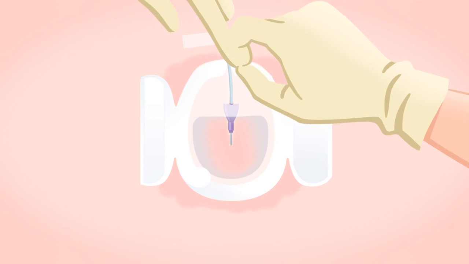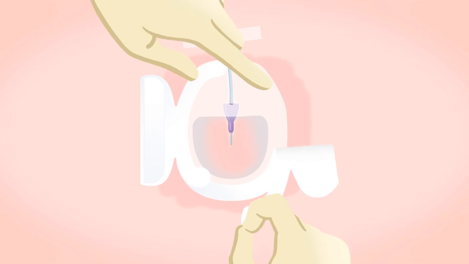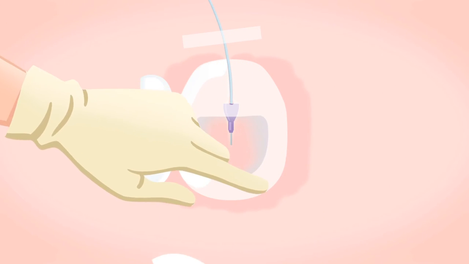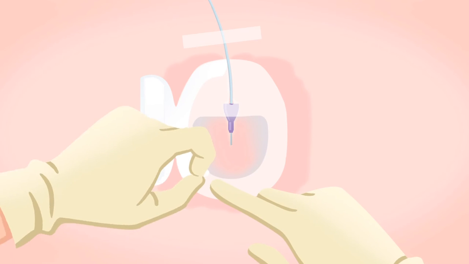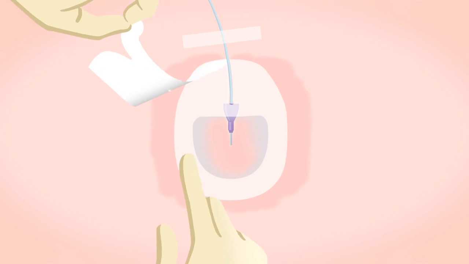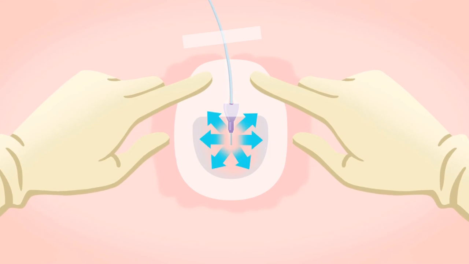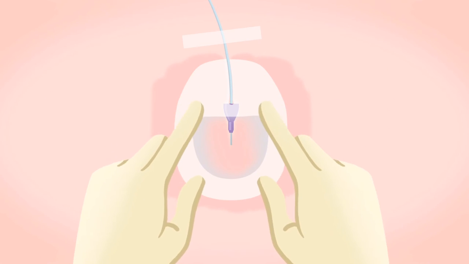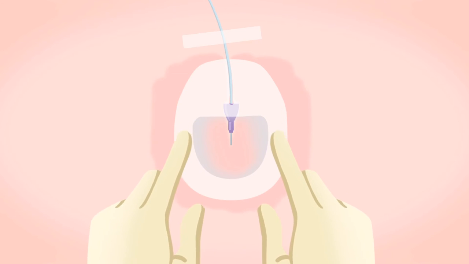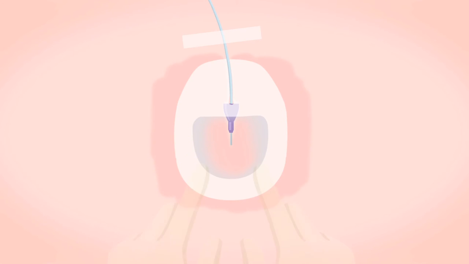Now slowly remove my paper frame while smoothing down my edges with your fingertips. This will help me to stay in place and prevent lifting. Smooth the dressing from the center towards the edges and apply firm pressure to make sure I stick.